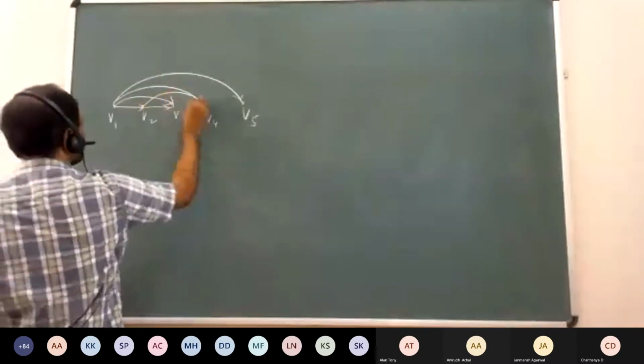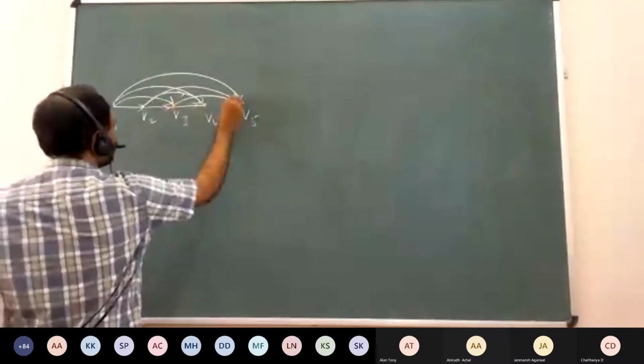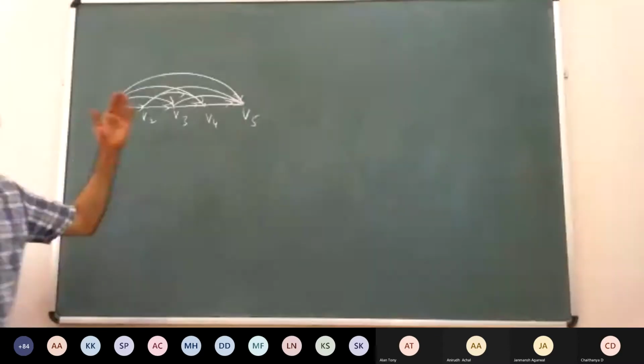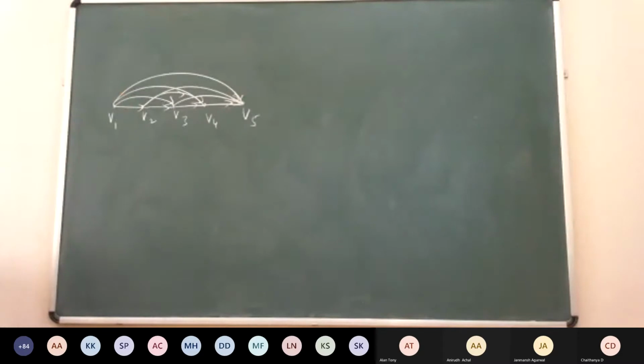Something like this. This will have an edge to all of these. V2 will have edges to V3, V4, V5. V3 will have edges to V4, V5. V4 will have an edge to V5. Something like this, right? So notice that you can still have n choose 2 edges.